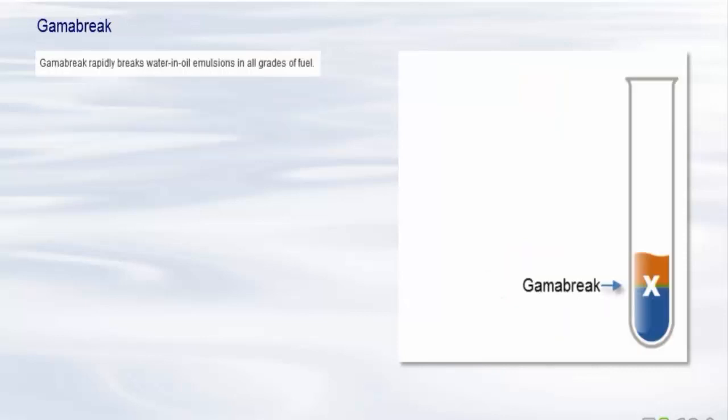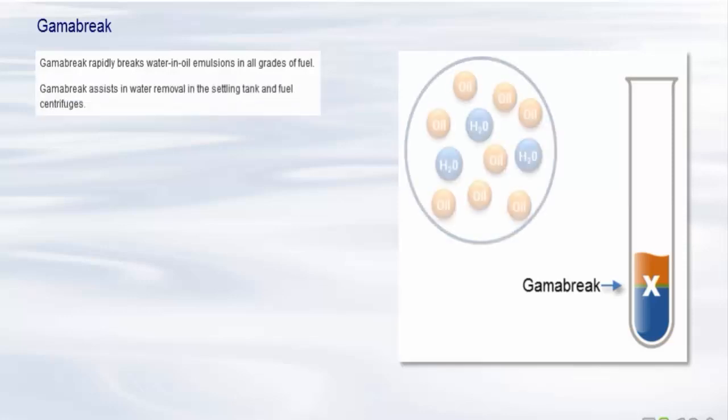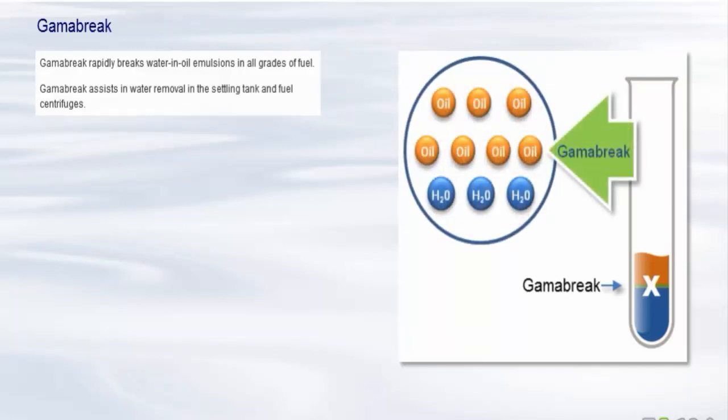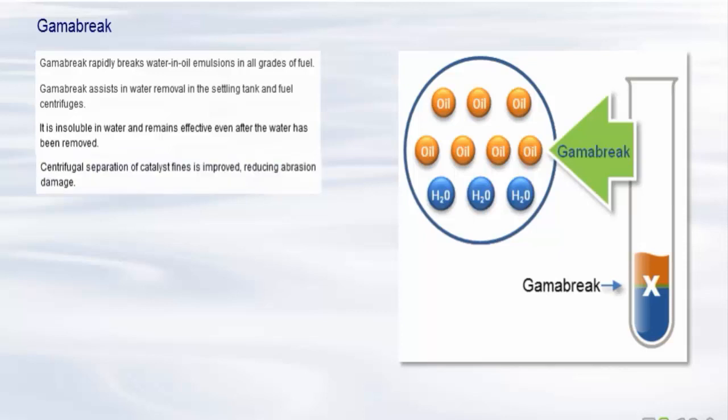Gamma Break rapidly breaks water in oil emulsions in all grades of fuel, assisting water removal in the settling tank and fuel centrifuges. Gamma Break breaks water in oil emulsions by lowering the surface tension between the two phases. It is insoluble in water and remains effective even after the water has been removed. Centrifugal separation of catalyst fines is improved, reducing abrasion damage.